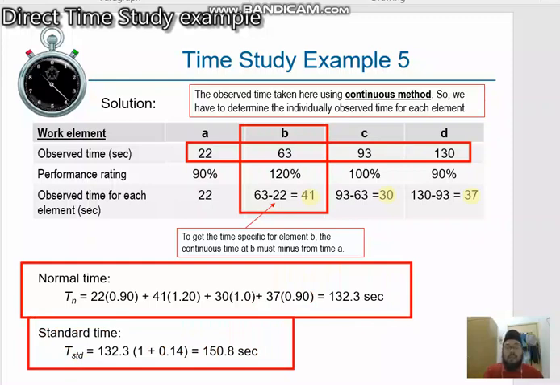So in this last example, we looked at how the continuous method is used and solved. Thank you.